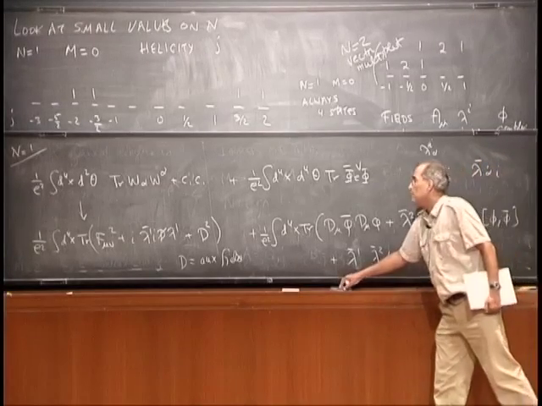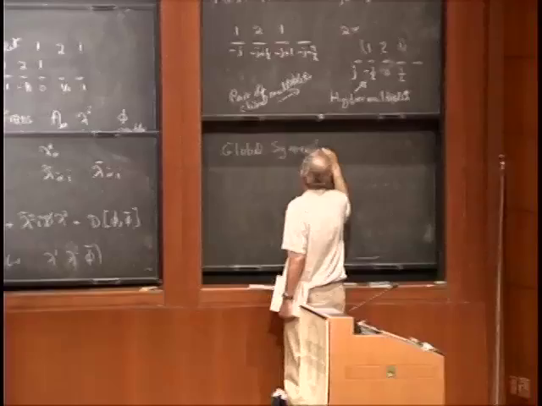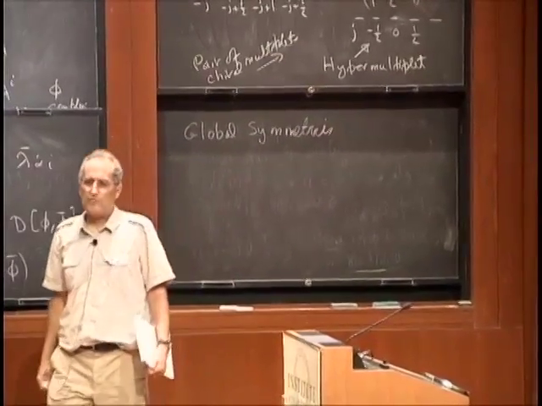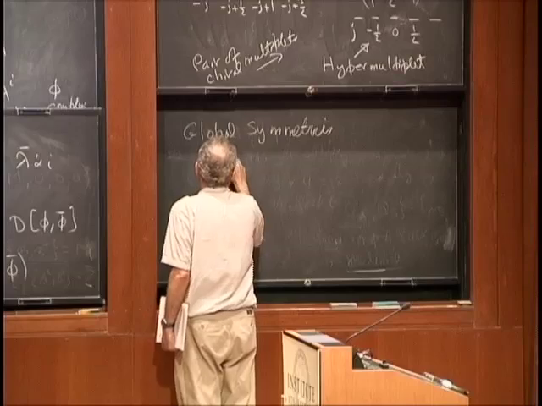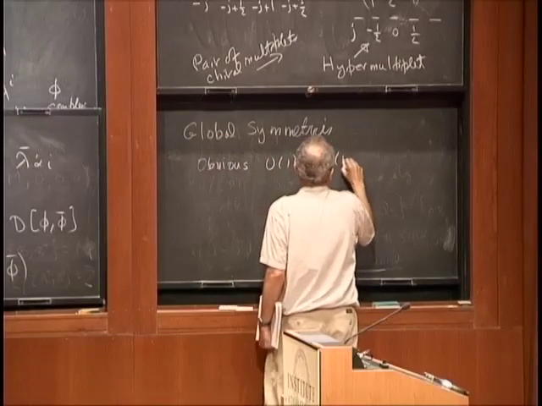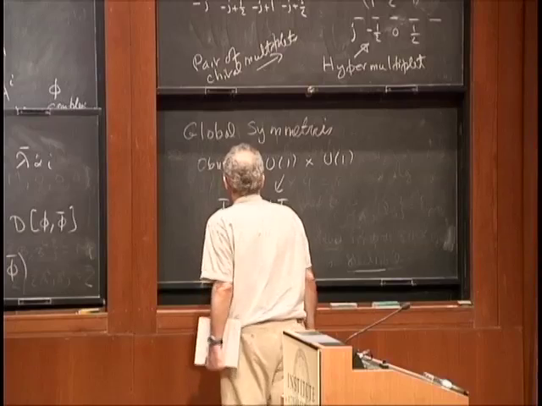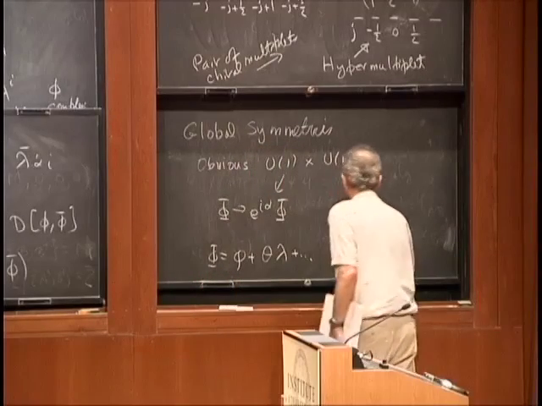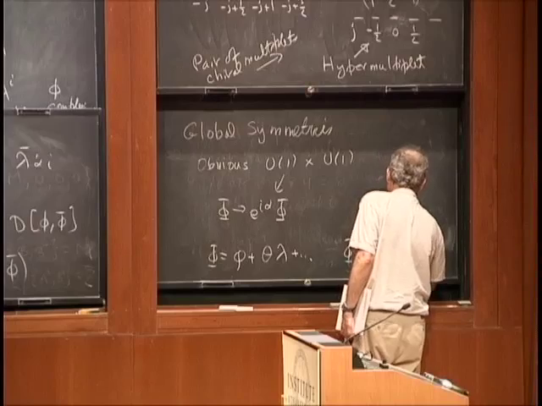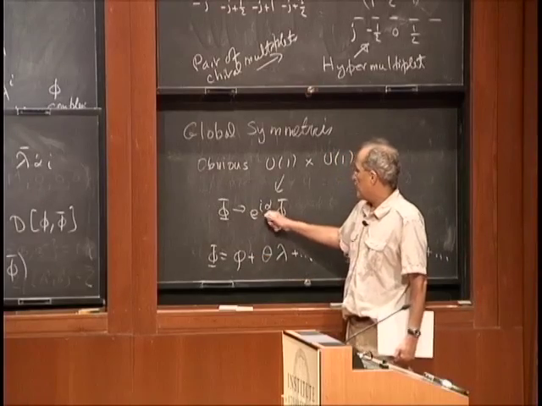Although Lorentz invariance doesn't tell that, the internal symmetries do. So let's look at the global symmetries. By global symmetries, I mean Lorentz invariant bosonic symmetries. There's an obvious U1 times U1. One U1 acts as phi going to e to the I alpha phi. And we could write phi as a bosonic field plus theta times lambda plus stuff. So phi bar will be the complex conjugate, phi bar plus theta bar times lambda bar plus stuff. And you see that phi and lambda both have charge 1 under this symmetry.